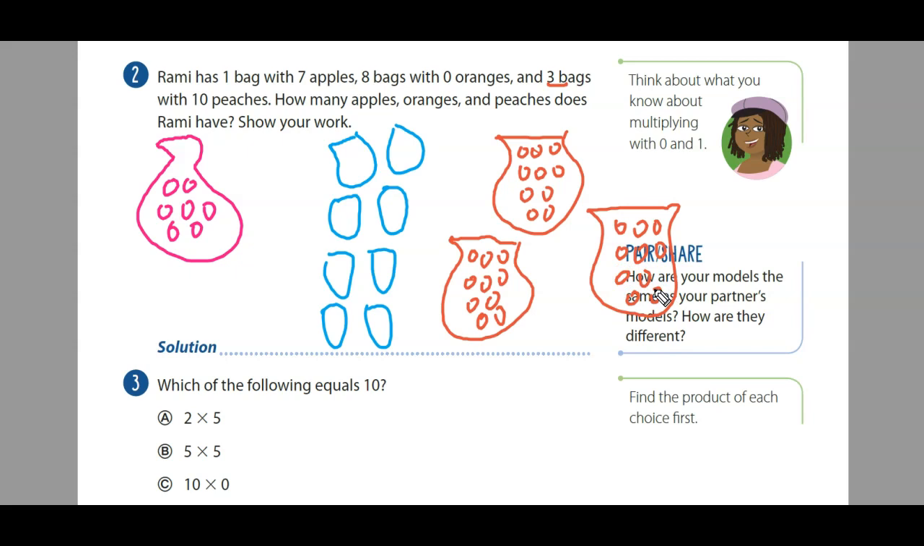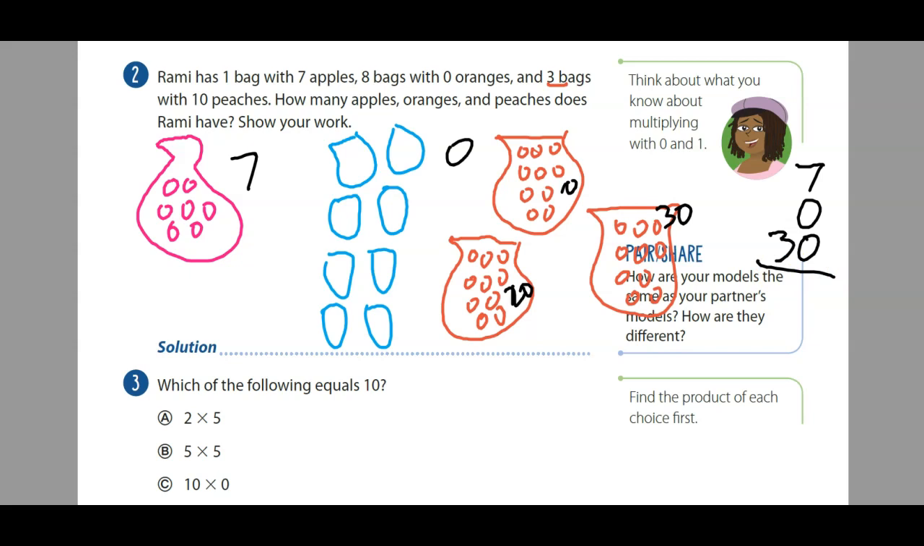And then it says, how many apples, oranges, and peaches does he have? So I need to count all of them, don't I? So he has 7 here, 0 here, and there's 10. How many peaches does he have altogether? 30, because it's 10, 20, 30. So he's got 7 apples, 0 oranges, and 30 peaches.